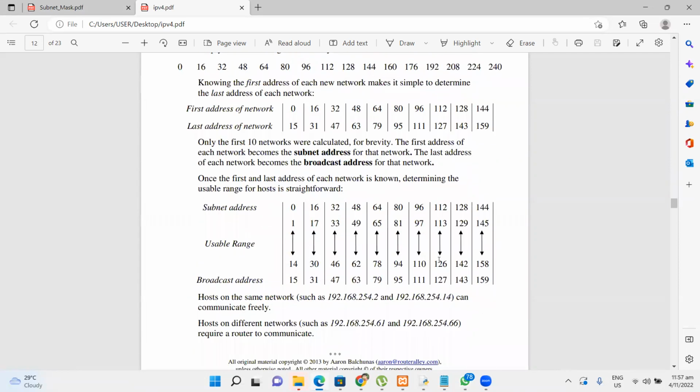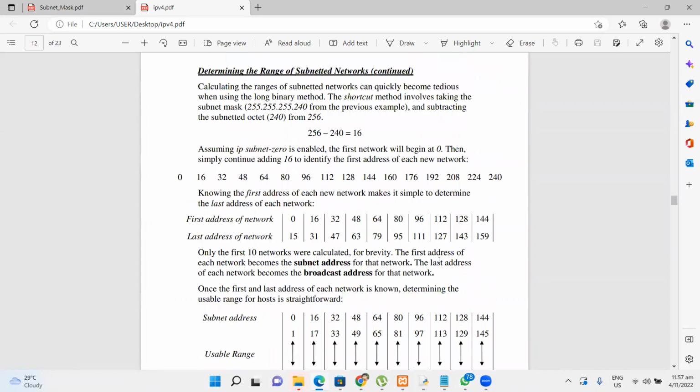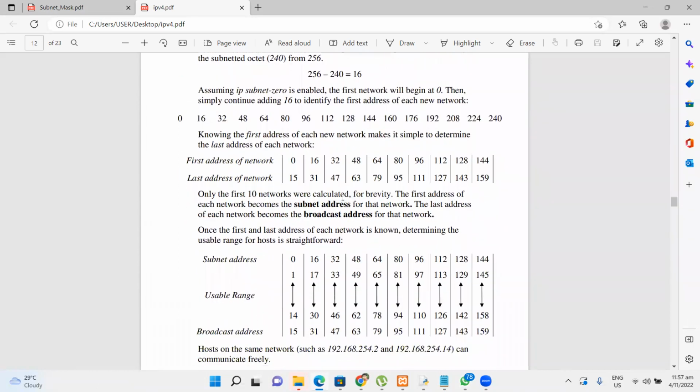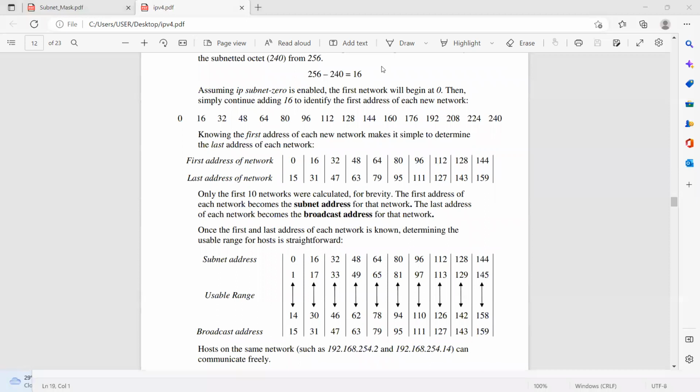Okay, I think we have done this up to some level. That's the pattern, as I said: it goes 16 by 16. The last address is the previous one minus 1. So 0 to 15, then 16 to 31, another. Likewise, if you write 0, 16, 16 by 16, the last address is 1 less than the next one. So it's easy, right? The first address and last address of the network are easy.